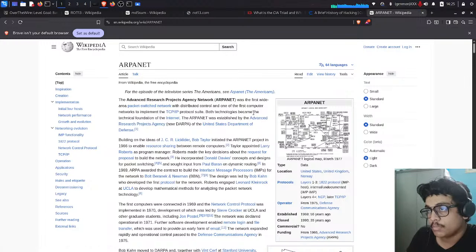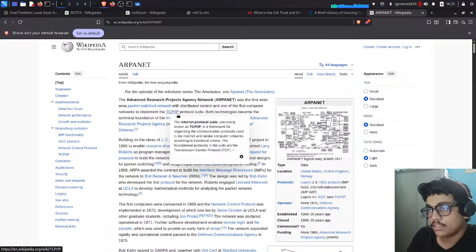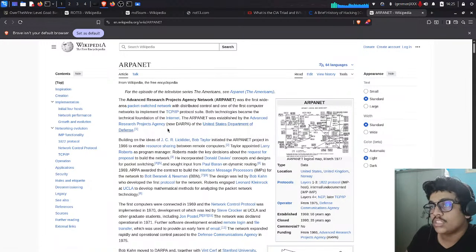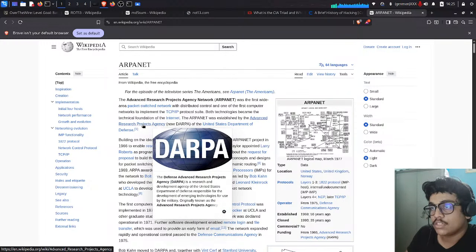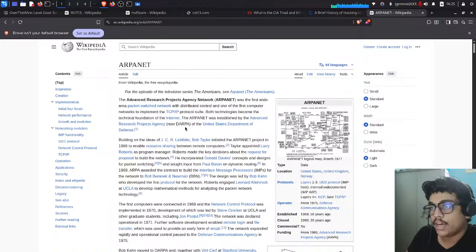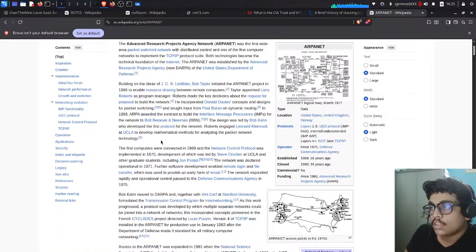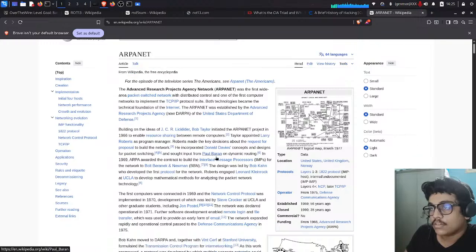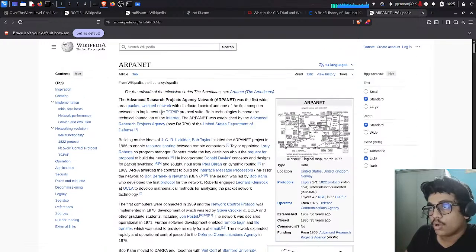We will be studying the TCP/IP model also in the networking session. Both technologies became the technical foundation of the internet. Before the internet, ARPANET was present. ARPANET was established by the Advanced Research Projects Agency, now DARPA, of the United States Department of Defense. Before the internet, ARPANET was in use, and the protocol that it used is the TCP/IP protocol.